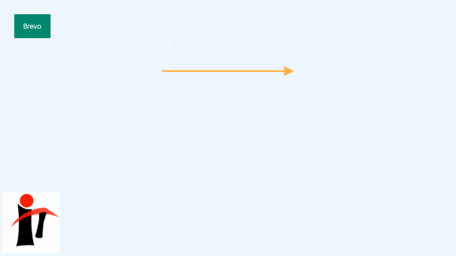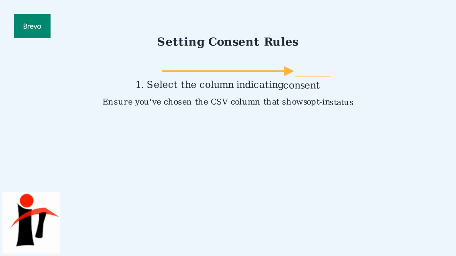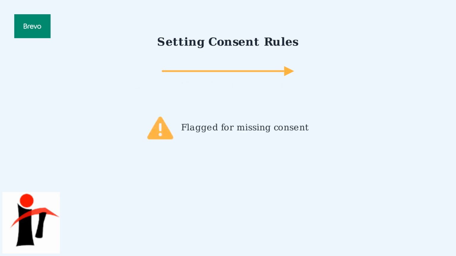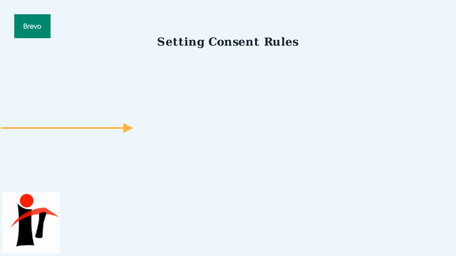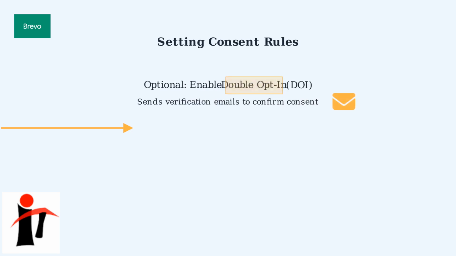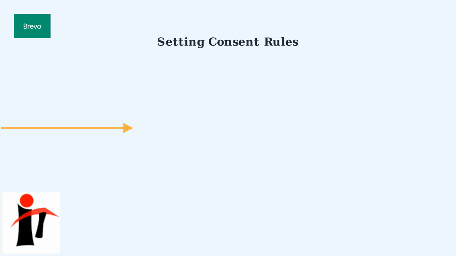After mapping your fields in Brevo, the next crucial step is setting your consent rules to ensure compliance with regulations like GDPR and CAN-SPAM. Brevo will automatically flag any contacts without proper consent, preventing you from sending unauthorized emails and helping you avoid legal penalties. You can enable double opt-in if desired, which sends confirmation emails to verify consent and reduces unsubscribe rates.